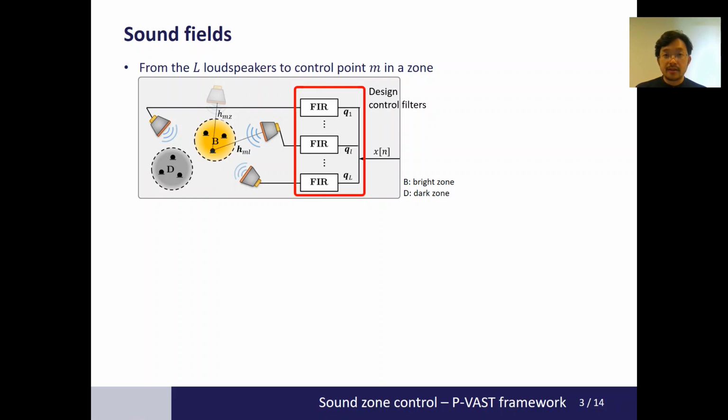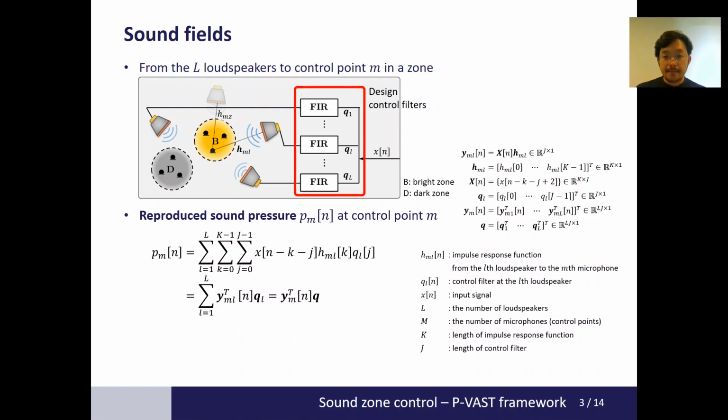Doing this for another input signal the other way around, and we superpose them together, finally we can have multiple bright zones. Now we can model the reproduced sound pressure at control point M by using a linear convolution between the input signal, room impulse response function, and control filter. And this part can succinctly be described by using vector notation. And also, for L different loudspeakers, we can stack this y_m together. Then we end up having this y_m vector and q vector. This y_m vector is the uncontrolled sound pressure and q is the control filter.